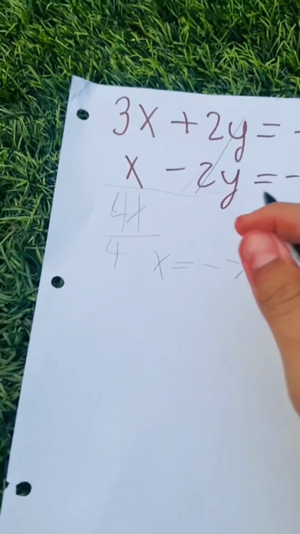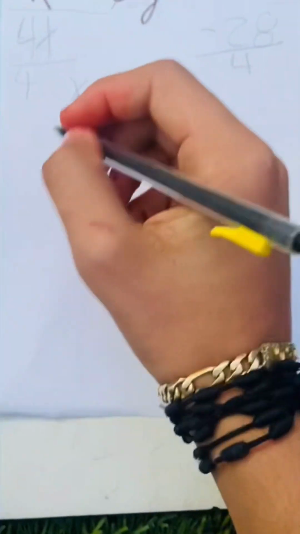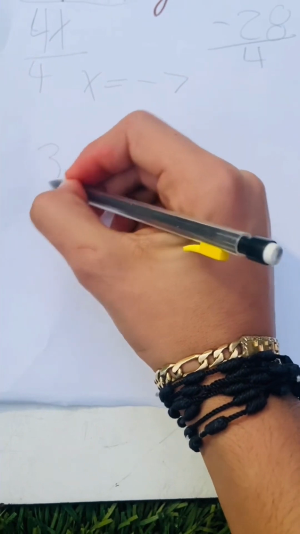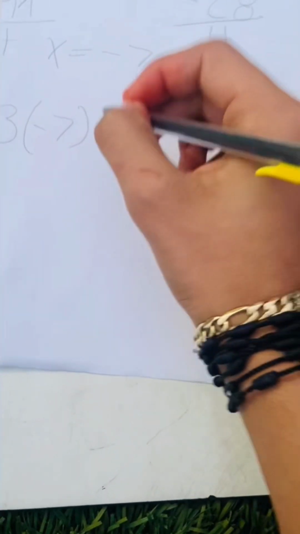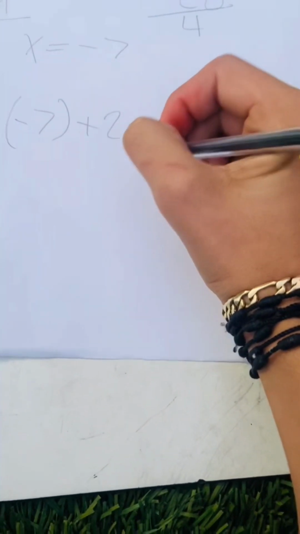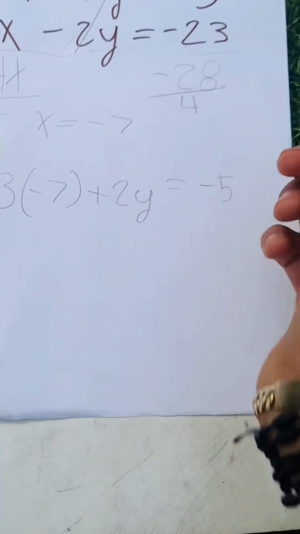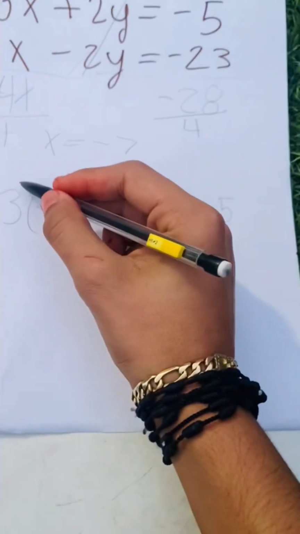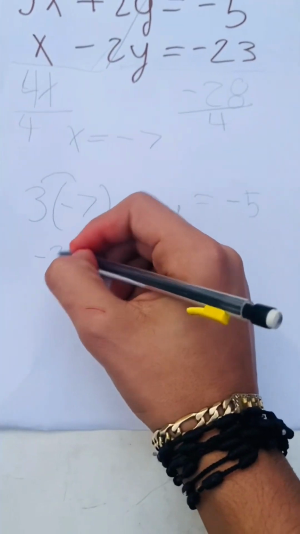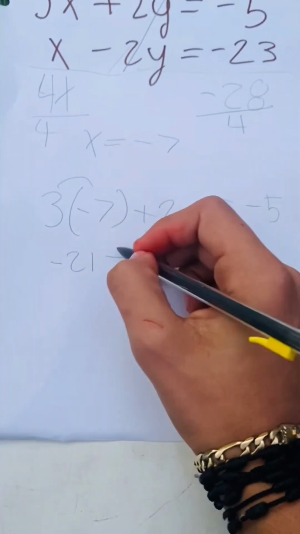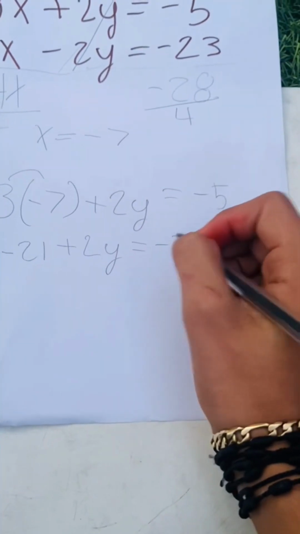Then what we'll do is take an equation. In this case, we're going to get the top one and replace the x with -7. So it would be 3 times -7 plus 2y equals -5. And like this, we'll solve for y. And then 3 times -7 is -21. And then we'll just bring down the 2y and then -5.